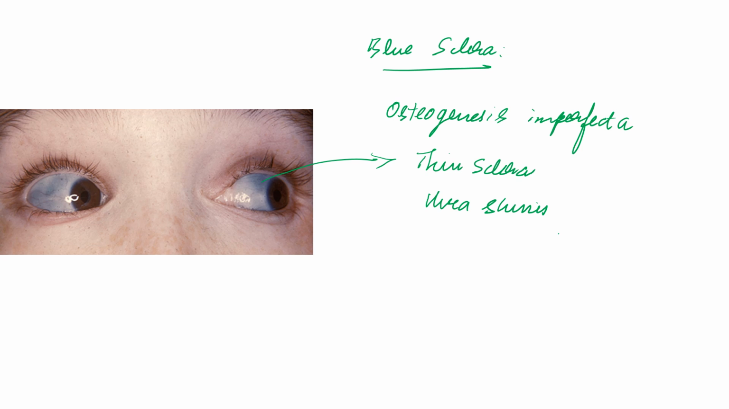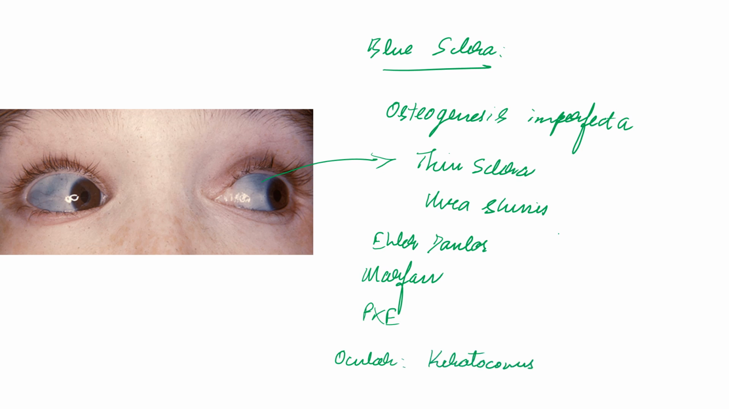Other diseases which can present with blue sclera are Ehlers-Danlos syndrome, Marfan syndrome, and pseudoxanthoma elasticum. Local ocular conditions like keratoconus and keratoglobus can also present with blue sclera.